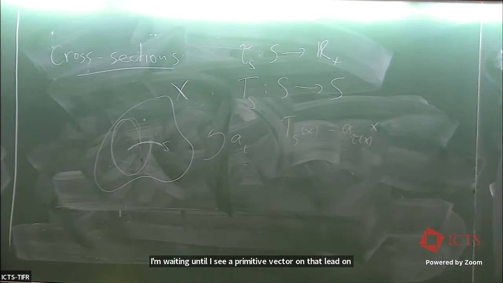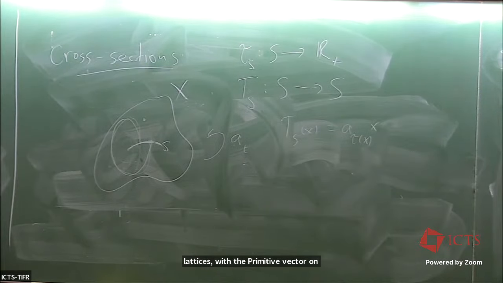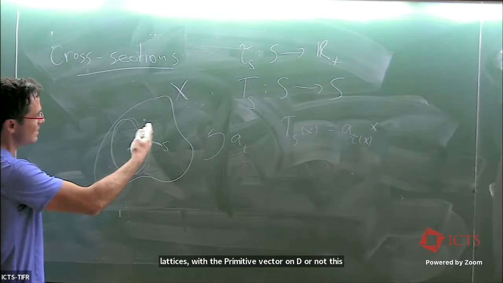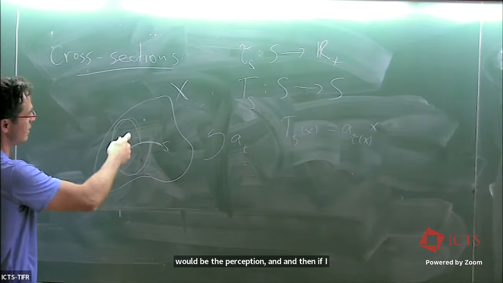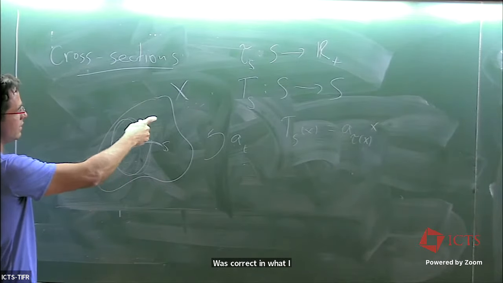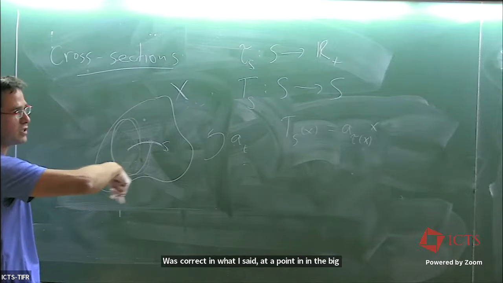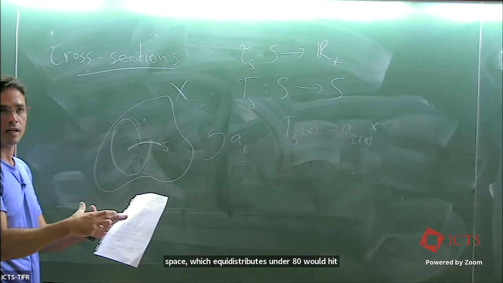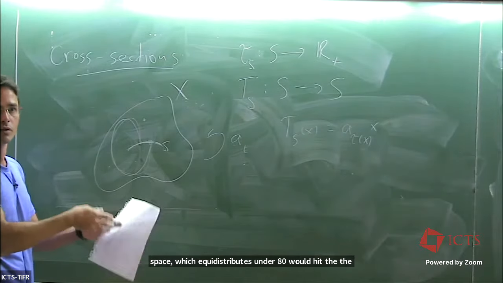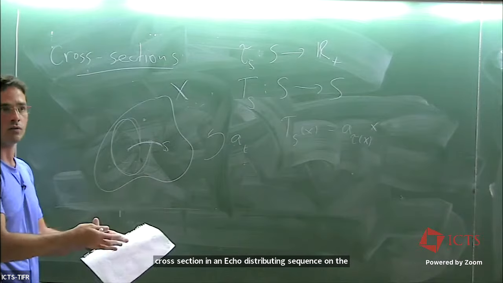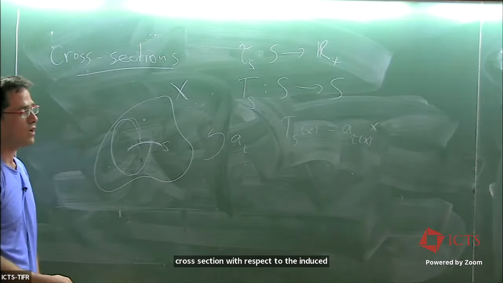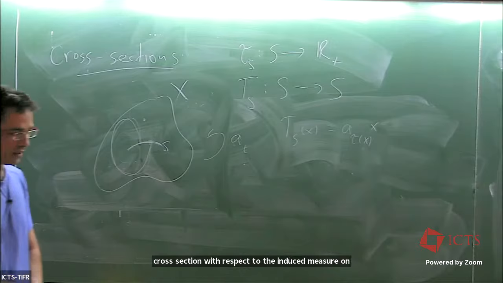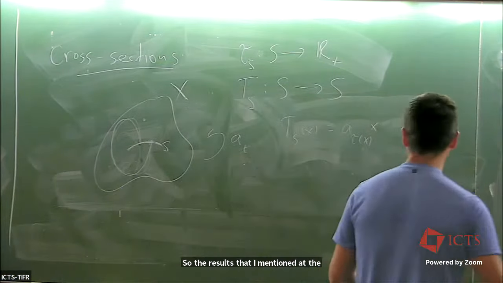So that would be my cross section. Having lattices with a primitive vector on D_R0, this would be the cross section. And then, if I was correct in what I said, a point in the big space which equidistributes under a_t would hit the cross section in an equidistributing sequence on the cross section with respect to the induced measure on the cross section.